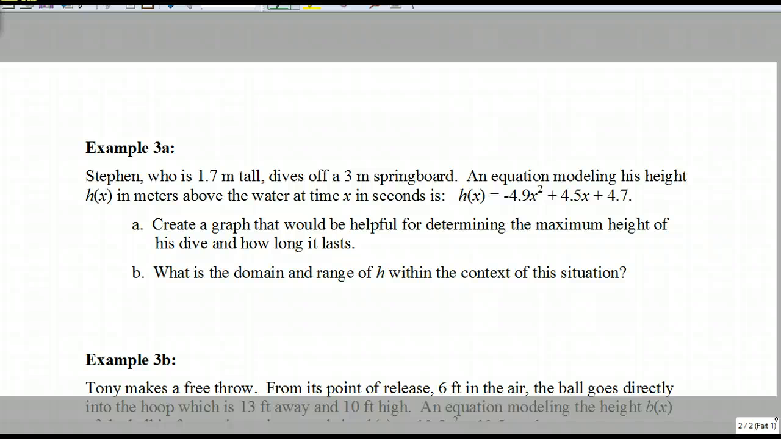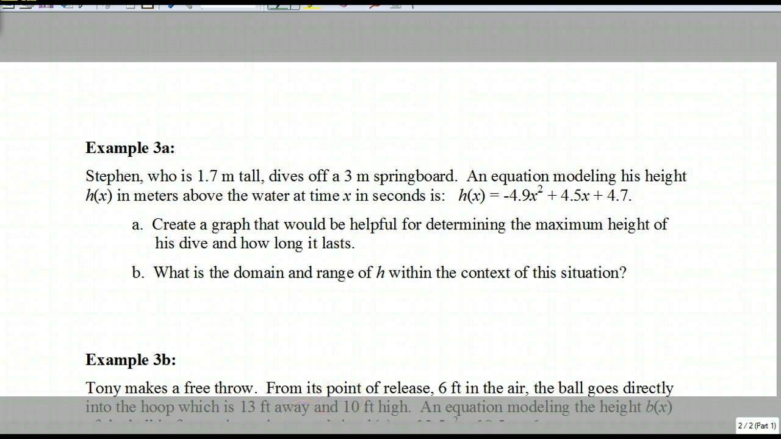All right, so example 3A, you do it kind of the same way. Basically it says, Stefan, who is 1.7 meters tall, dives off a 3-meter springboard. An equation modeling his height in meters above the water at time x in seconds is this. You guys remember this from chapter 2. This is based on gravity and initial height and initial velocity. So it says create a graph that would be helpful for determining the maximum height of his dive and how long it lasts.